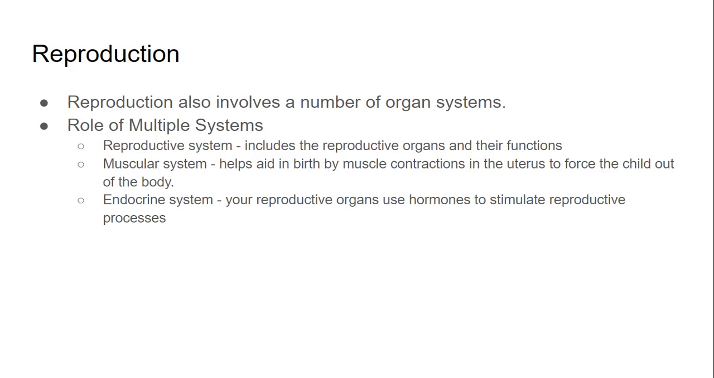And then the last system that we're going to look at that helps here is the endocrine system. So your reproductive organs use hormones to stimulate the reproductive processes. So these hormones are going to give some sort of feedback loop, which basically means that the hormones are going to cause your muscular system to contract even more to force the child out of the body, and then this is just going to go in a loop until the entire process is complete.